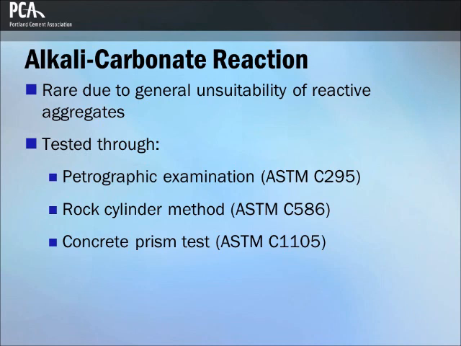The three test methods commonly used to identify potentially alkali-carbonate reactive aggregates are petrographic examination, ASTM C295, rock cylinder method, ASTM C586, and concrete prism test, ASTM C1105.